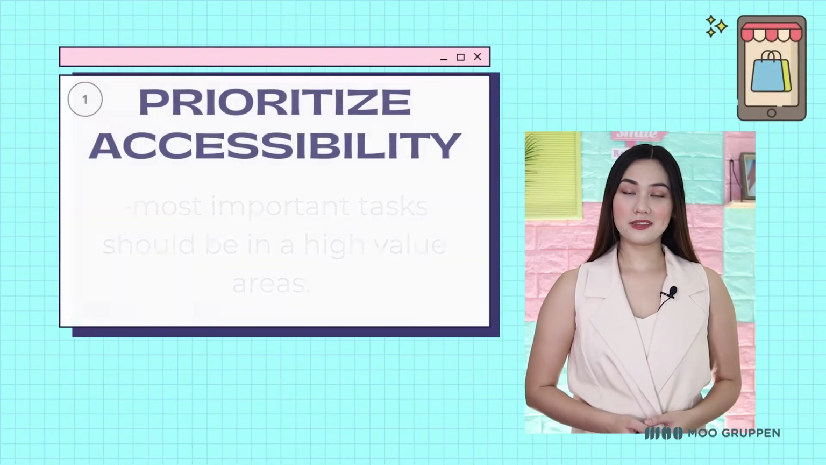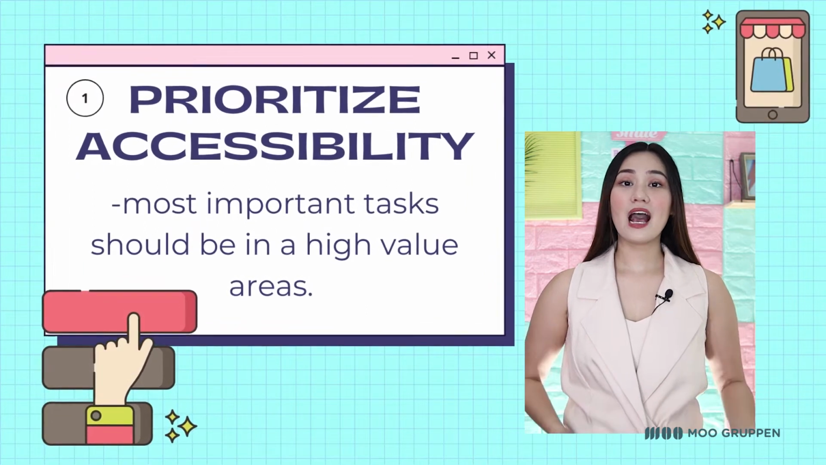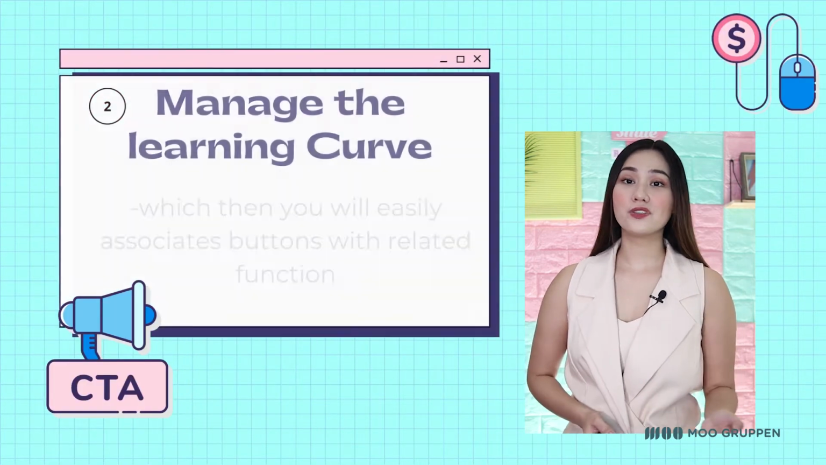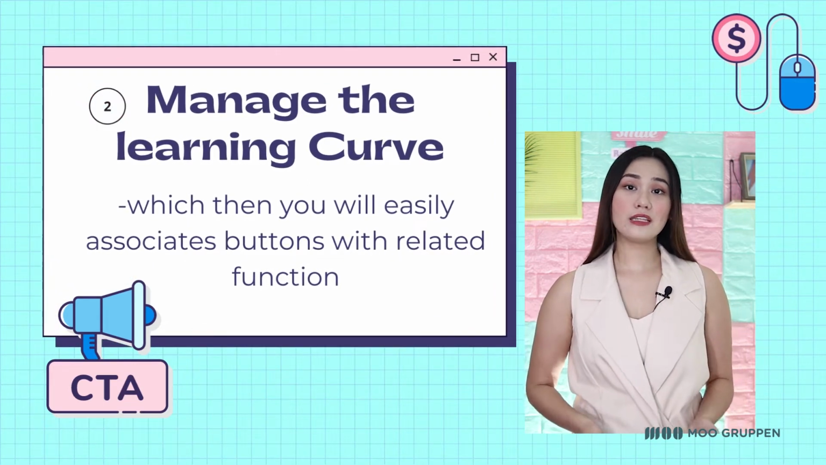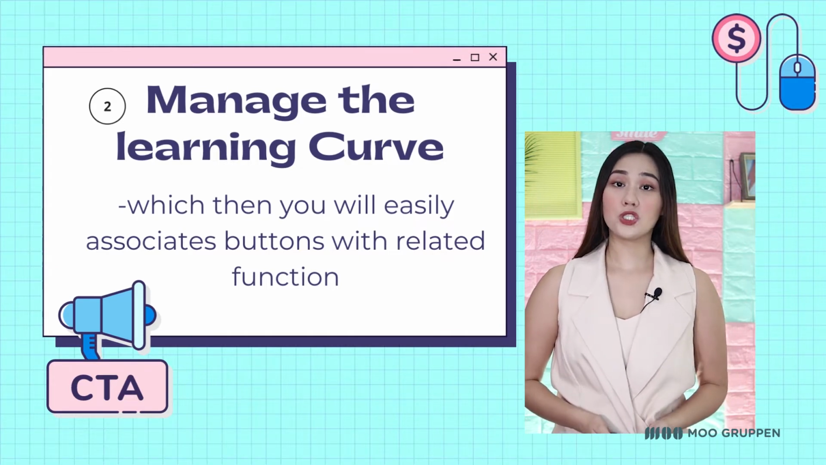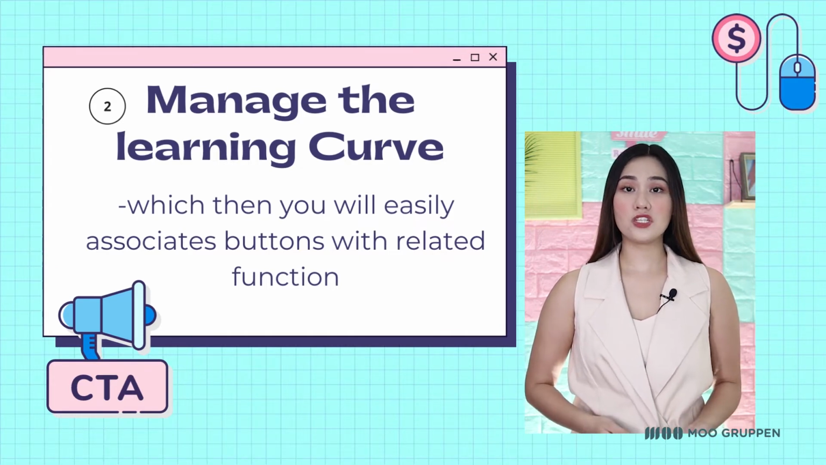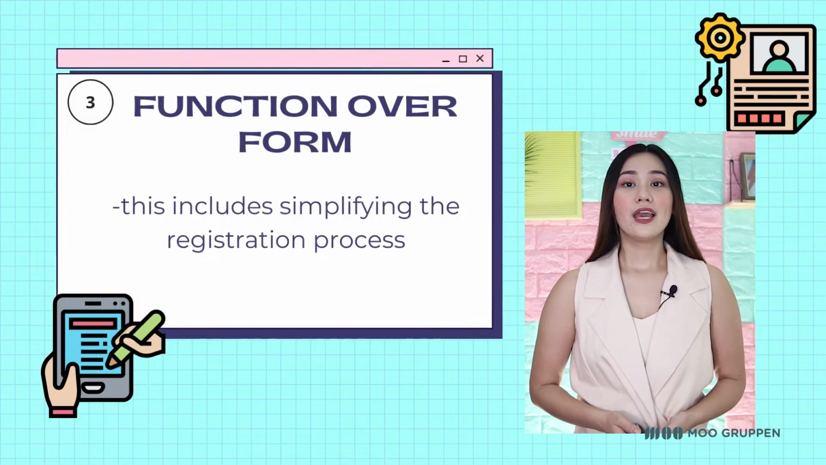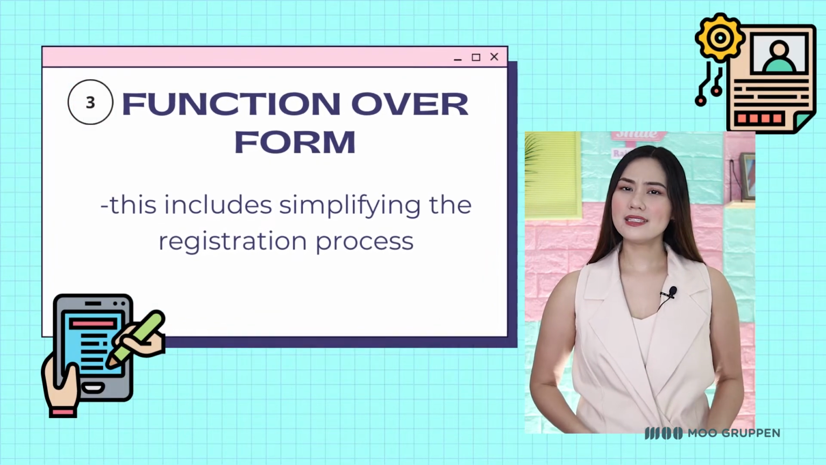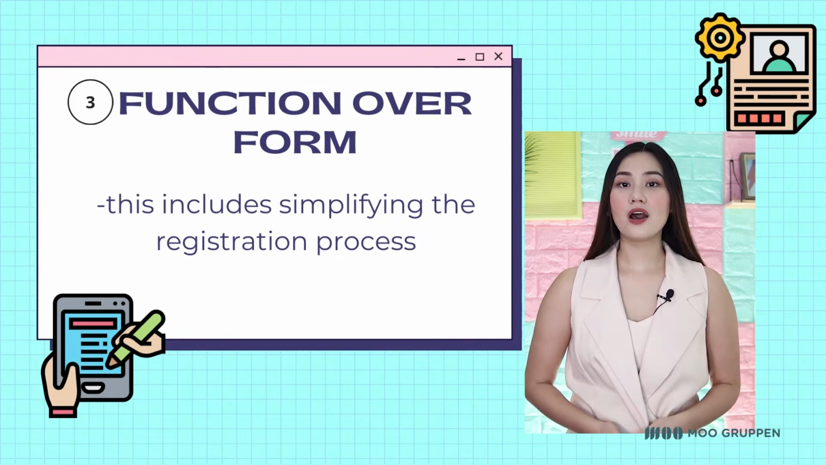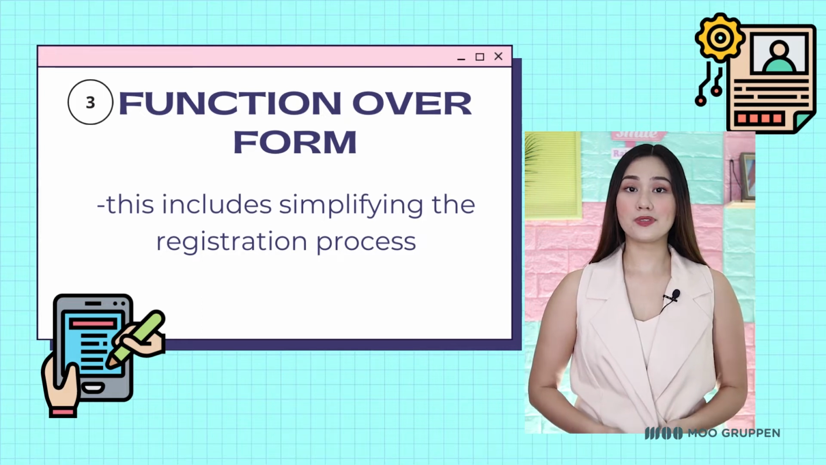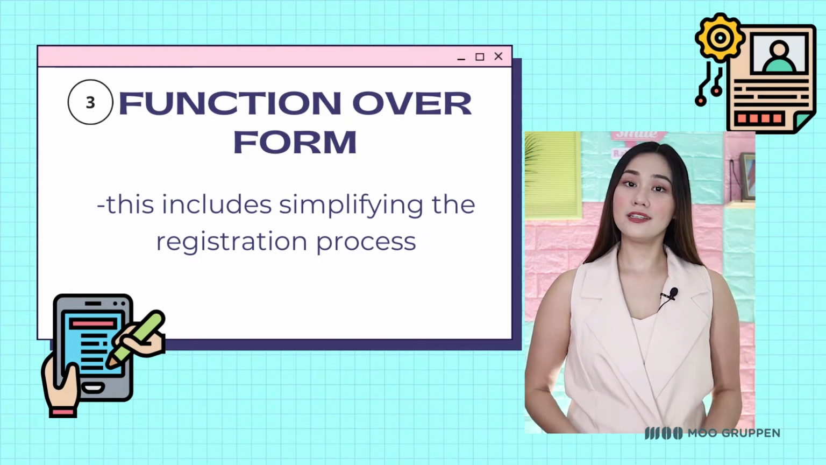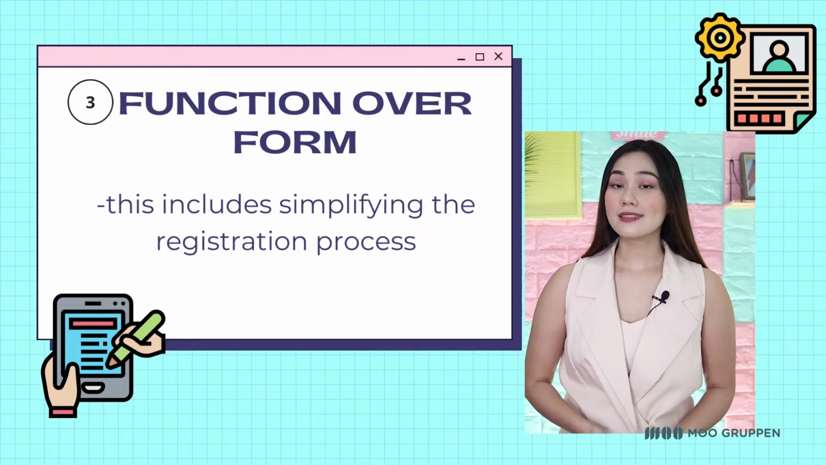You need to remember 3 things here. First is to prioritize accessibility. Most important tasks should be in high-volume areas. Second is to manage the learning curve, which means you will easily associate buttons with related functions. Might be to emphasize call to action and to stop the unwanted features. And the third one is function over form. This includes simplifying the registration process, automation, and not requiring the same input multiple times. These are very important in UX design since we make things easier here.